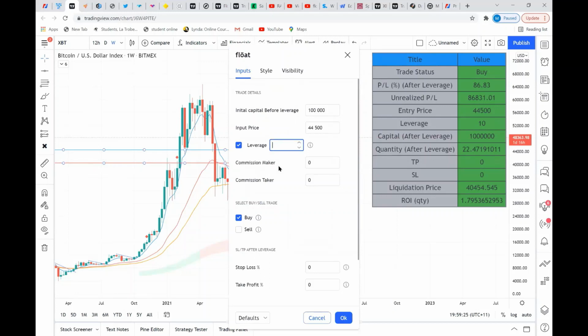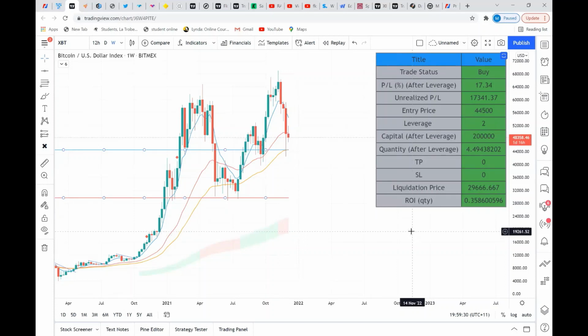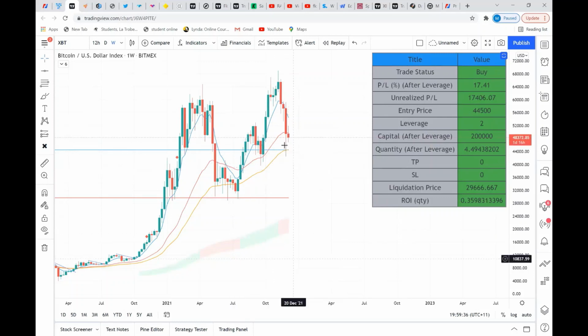So we can go in and go, well, what does a 2x trade look like? That is starting to look like a reasonable trade to be in. And as we bounce and come up, you can add more to the position and all of these things will be amended. But this is how you can use float to really gauge how to find a good risk and reward position.